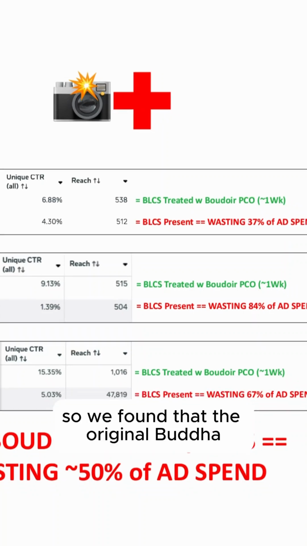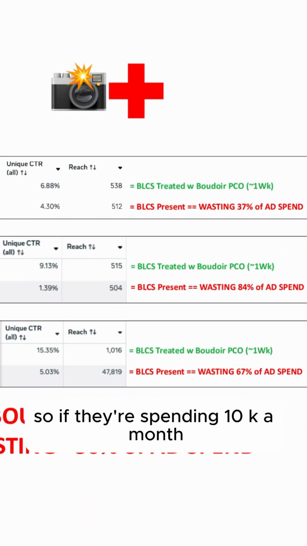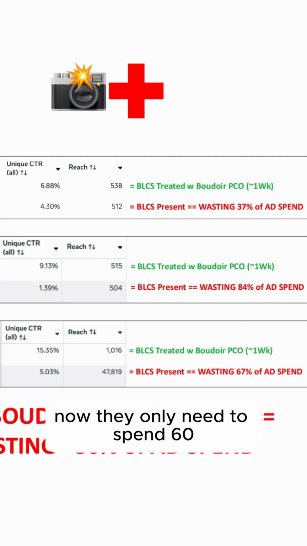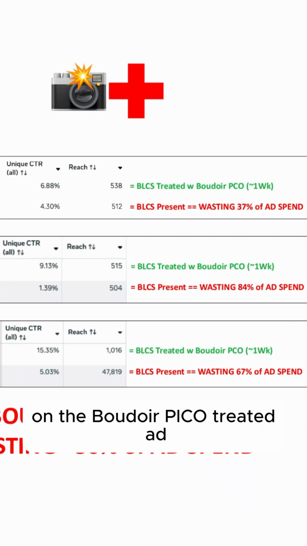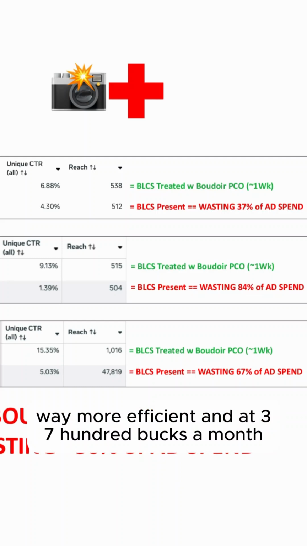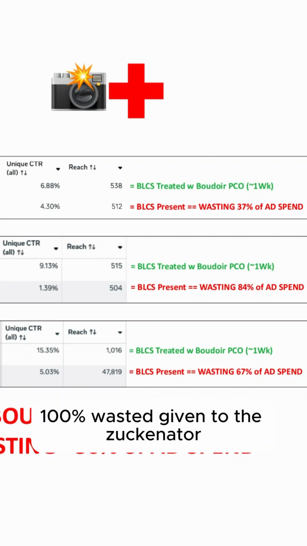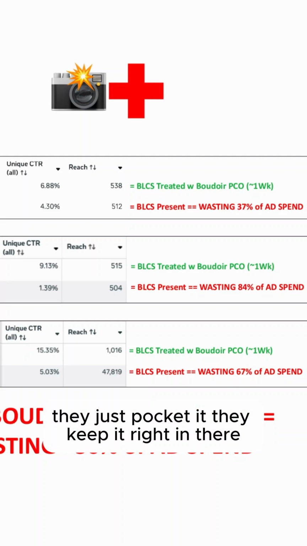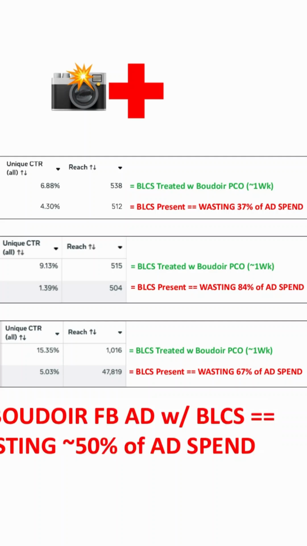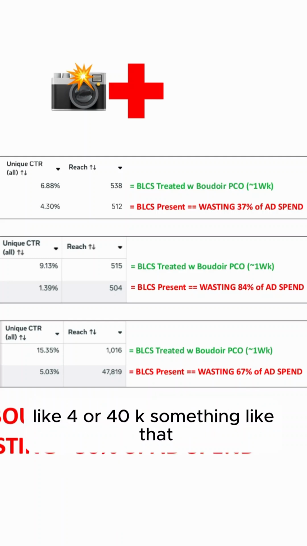So we found that the original Boudoir Facebook ad was wasting 37% of ad spend, literally being wasted. So if they're spending 10K a month on the original Boudoir Facebook ad, now they only need to spend $6,300 a month on the Boudoir PCO treated ad to get their ad into the same number of women's brains. Way more efficient. And the $3,700 a month that they no longer have to spend was being wasted previously, 100% wasted, given to the Zuckinator. They just pocket it. It's kind of like a phantom profit, like a phantom bonus. And after 12 months, that phantom bonus is what, like 40K, something like that.